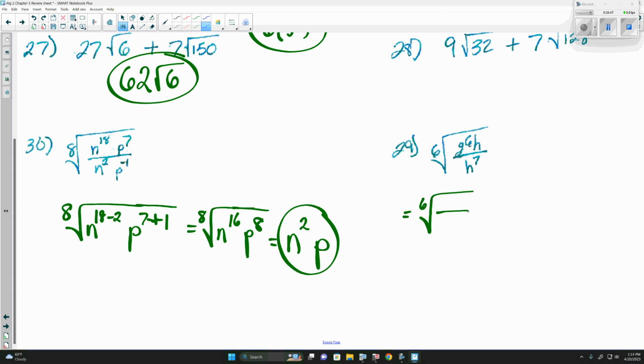Now, for the next one here, we can combine like terms. G to the 6th, that's the only variable g that we have. However, we have h over h to the 7th. So we can subtract our exponents. 7 minus 1 is 6. Since it's bigger on bottom, it stays on bottom, which would give us g over h.